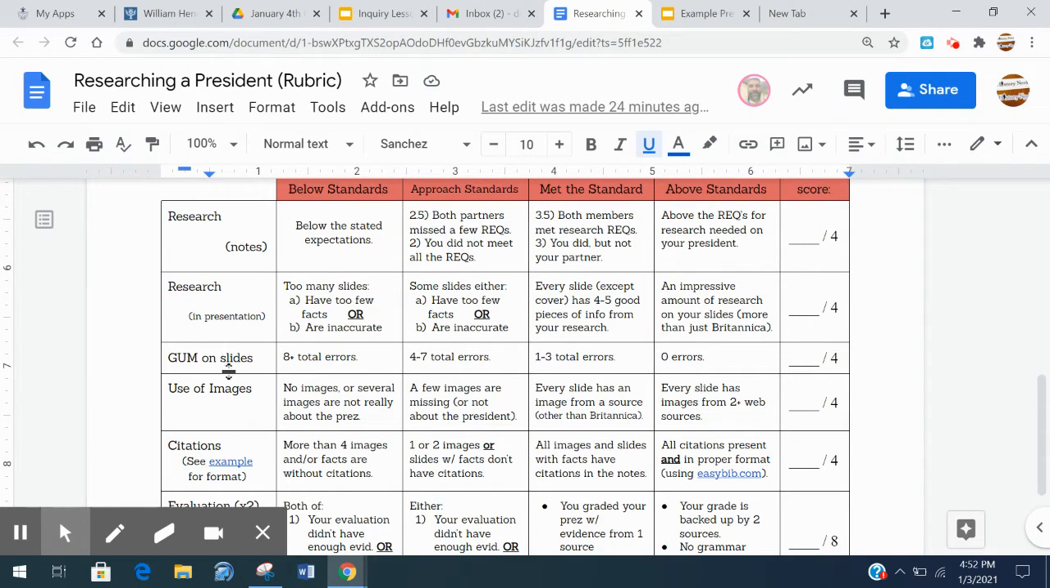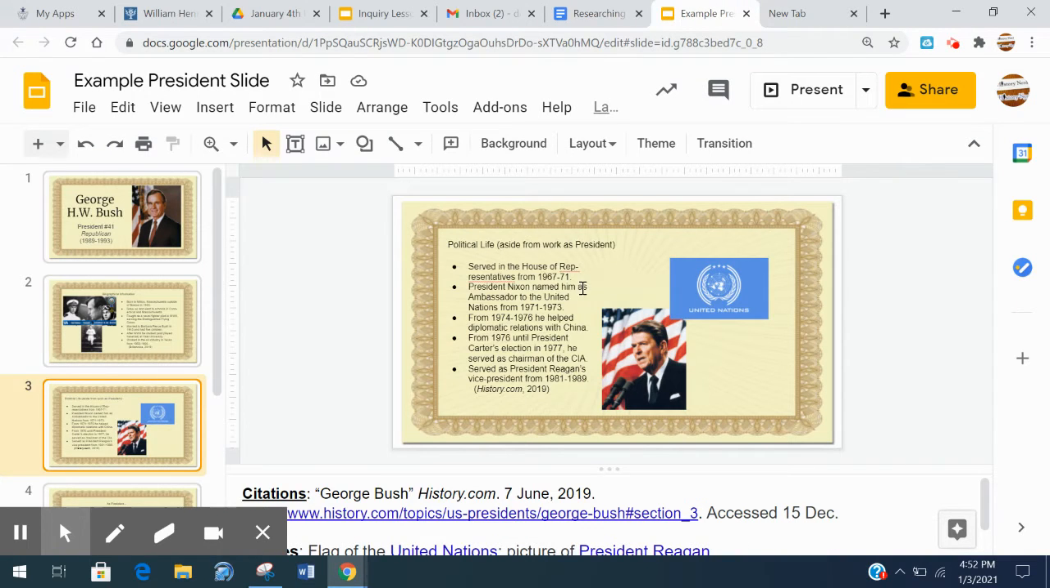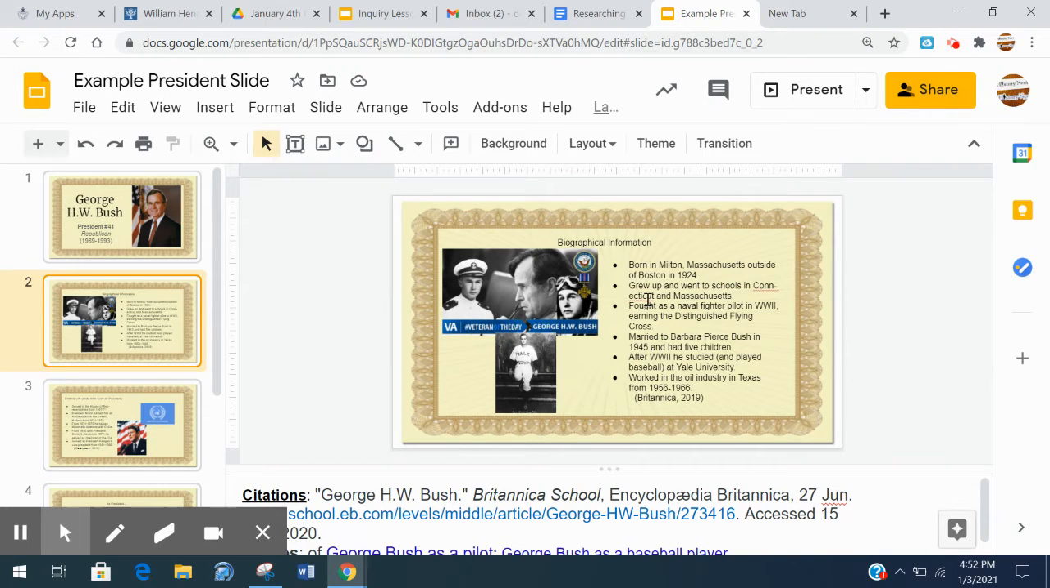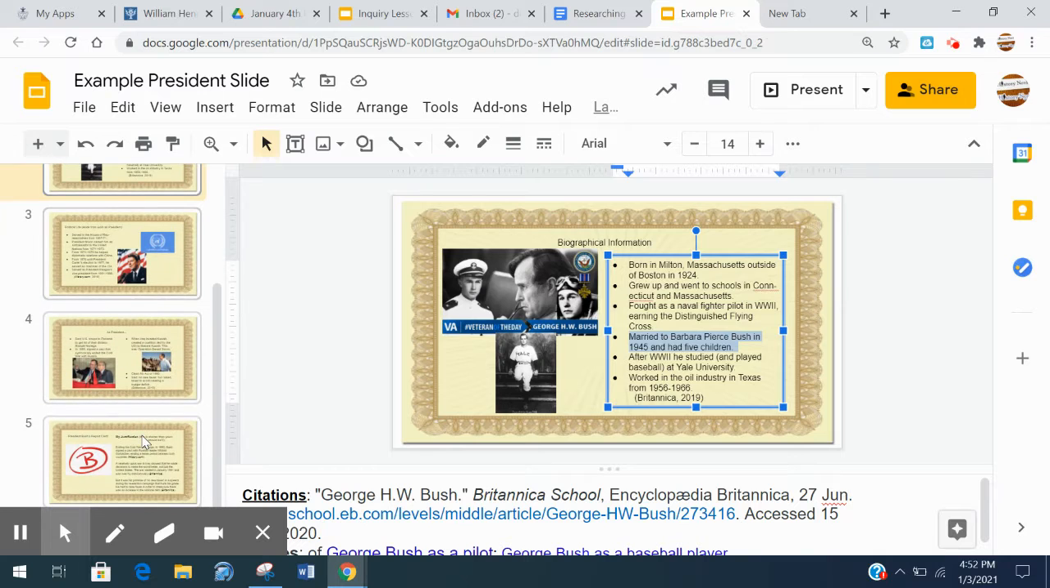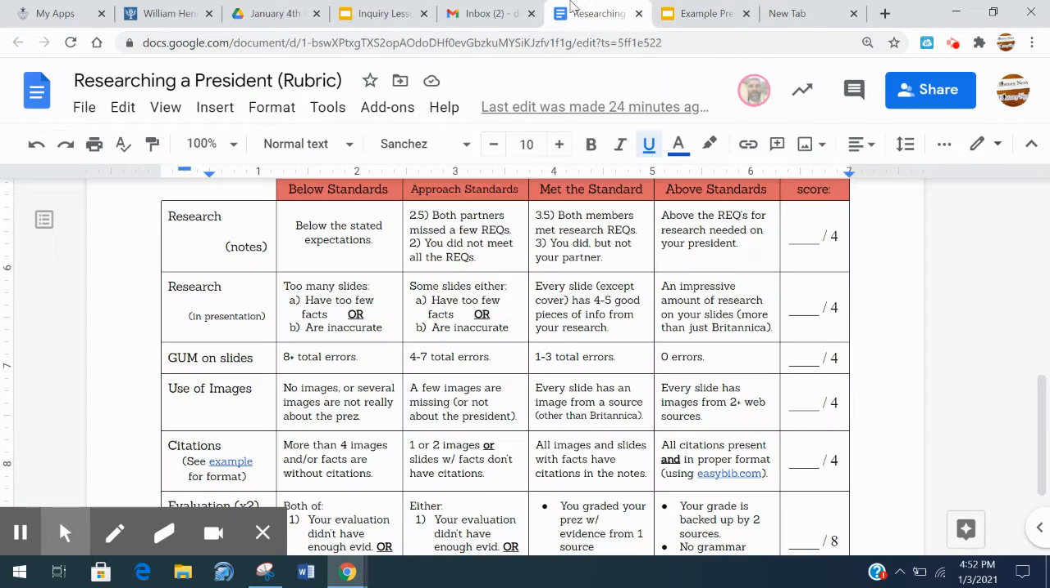Grammar on slides is the next one, so there shouldn't be any errors. So let's take a look at my example. The only red squiggly line I have is this. It wants to make representatives one word, or actually one line, but that would make the bullets too long. So I'm checking to make sure all of my things are spelled correctly. The capital letters for states, the capital letters for people's names, make sure that that is there. So you want to do that. So I just did that.